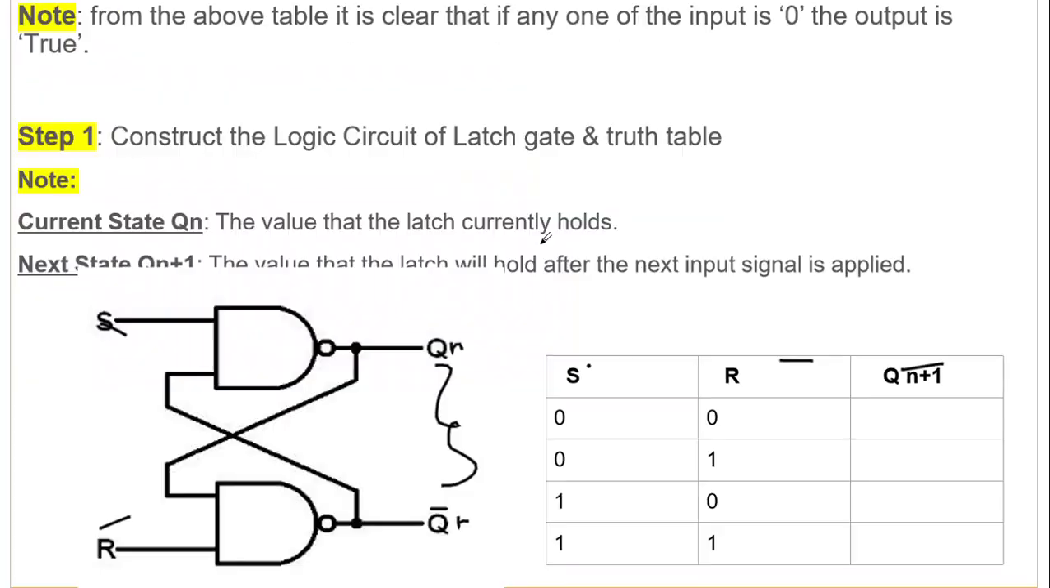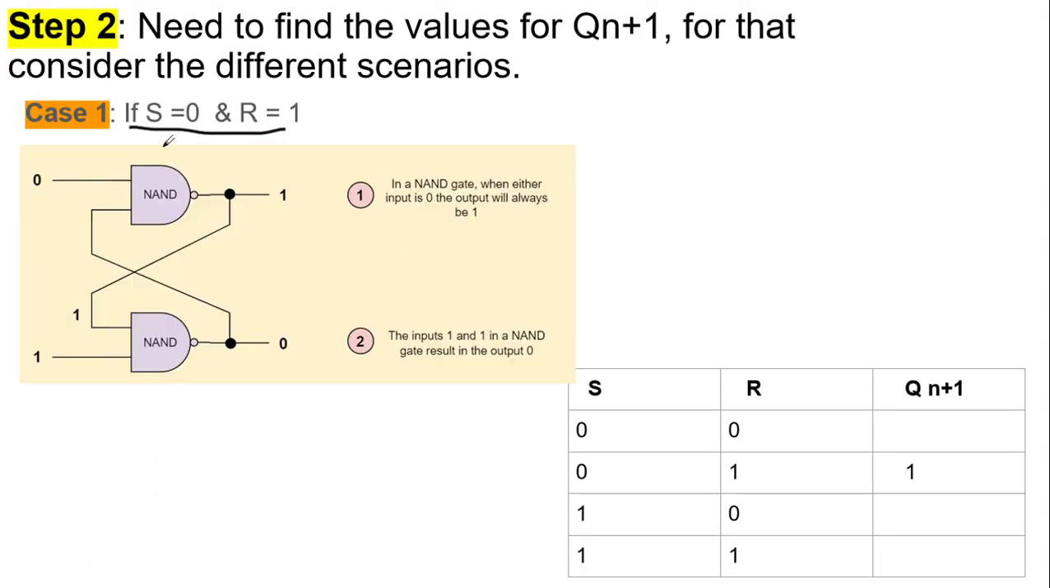Here, instead of taking 0 and 0, I am going to start with 0 and 1. Suppose S is equal to 0 and R is equal to 1. This is the circuit for the NAND gate latch circuit. I substituted S with 0 and R with 1. In a NAND gate, I am pretty confident that if any of the input is 0, I will definitely get the value 1. So here, without any calculations or predictions, I will get the value 1 because my input is 0.